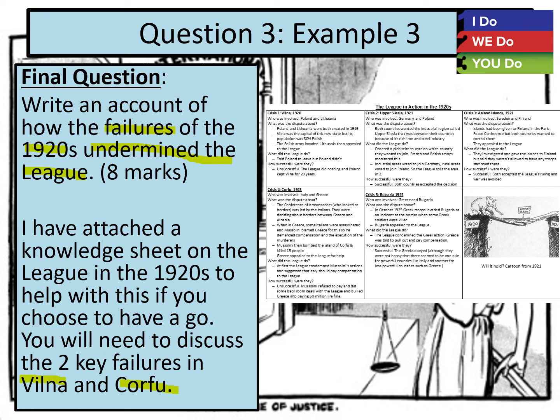So 2 paragraphs. One is all about what happened in Vilna and how that undermined the League. One is all about what happened in Corfu and how that undermined the League. That is all you need to do, please.